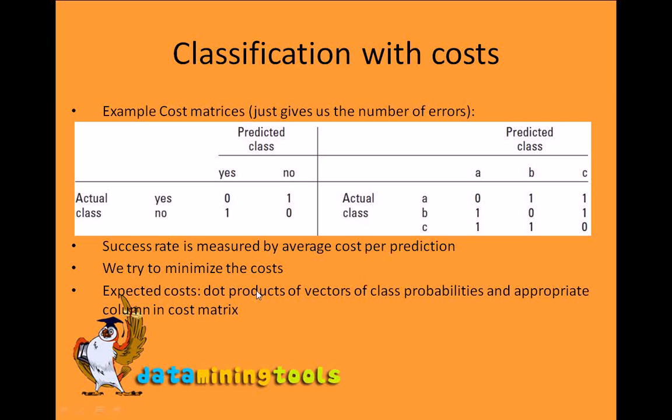Now, expected cost equals the dot product of the vector of class probabilities and the appropriate column in the cost matrix. So for example, if we have our class probability vector, say PA, PB, PC, and we multiply that by this particular column, then we'll have one value of our cost. Similarly, if we multiply by this, we have a different cost, and if we multiply by this, we have yet another cost. So basically that shows that if we actually predict A, then we'll have a different cost, and predicting B and C will give us different costs.